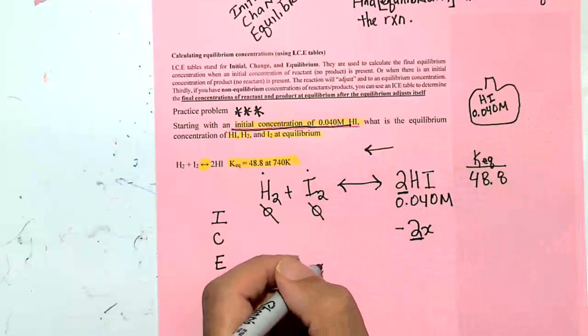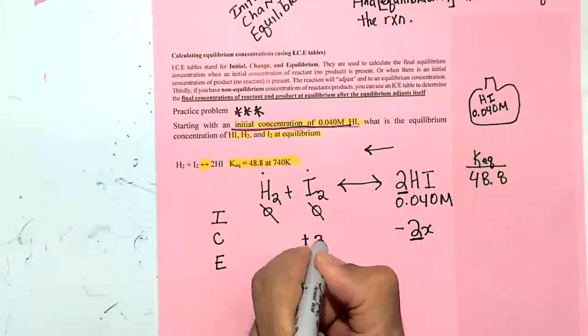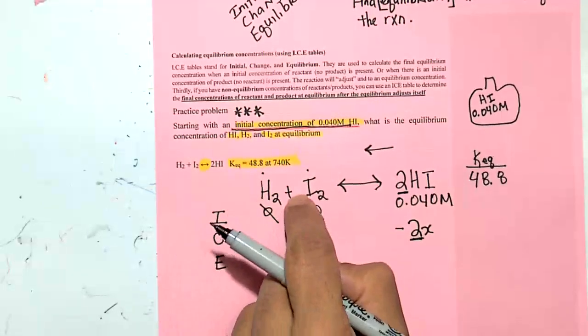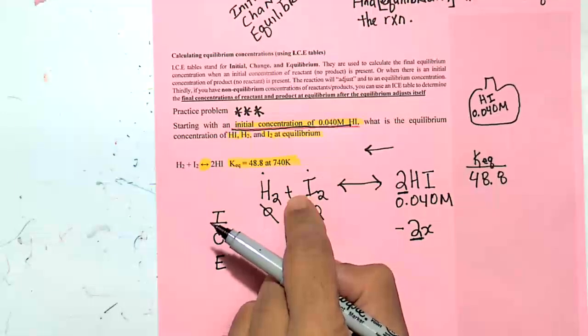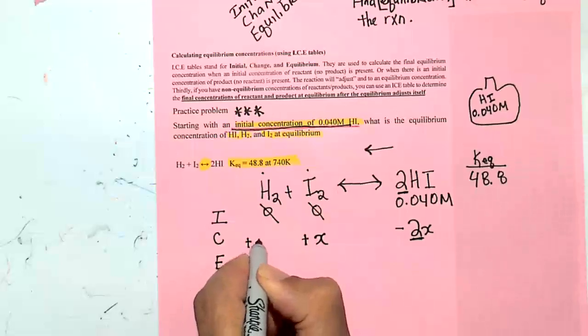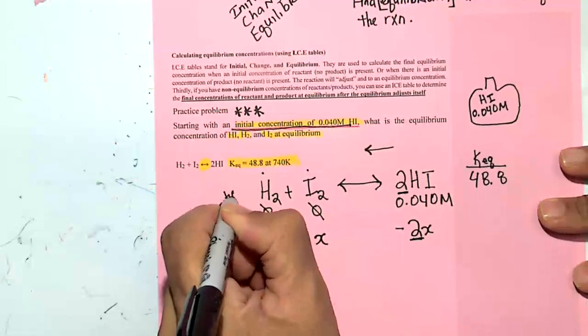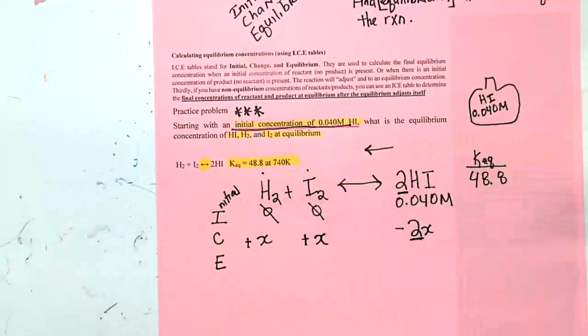What will this be if this shifts to the left? This will be plus how much x? x, because there's only 1 in here. Okay, what about here? Yes, 1x. Okay, so remember, this is the initial change.